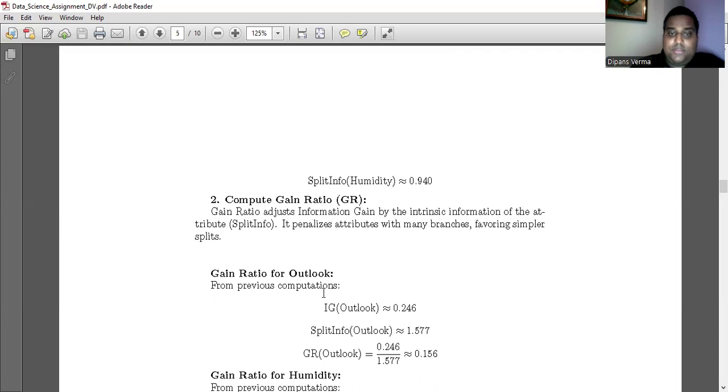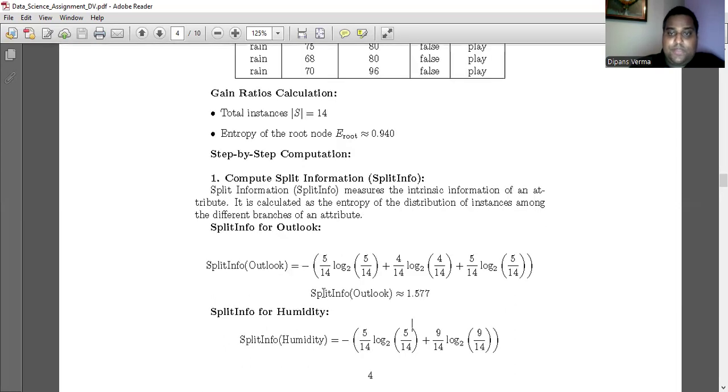So in humidity, what is happening? Check it. For humidity, you are taking 5 by 14 log 5 by 14 base 2 plus 9 by 14 log 9 by 14 base 2. Because the problem here is that you have to consider only more than 75 and 75.